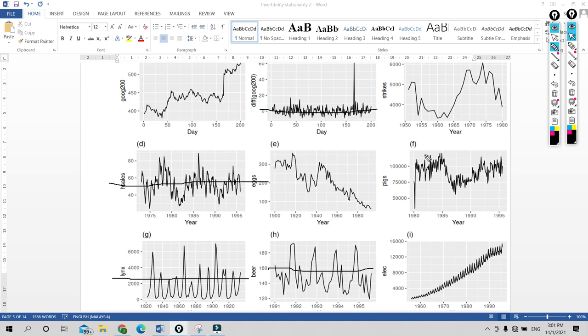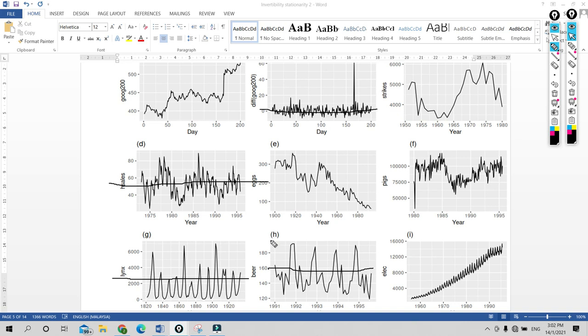Okay, so B, D, G, and H can be considered as stationarity graphs because we have a constant mean here. So we have a constant mean. B, D, G, and H can be considered as stationarity because we have a constant mean.